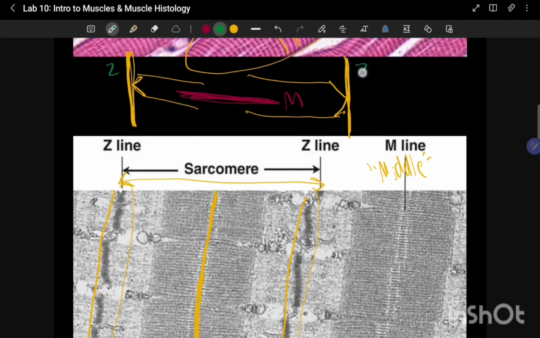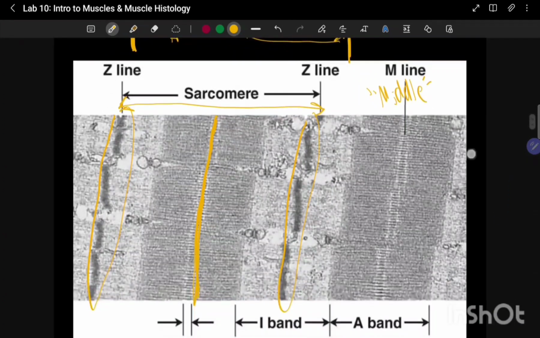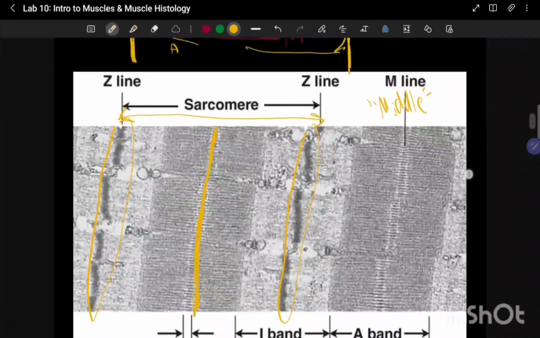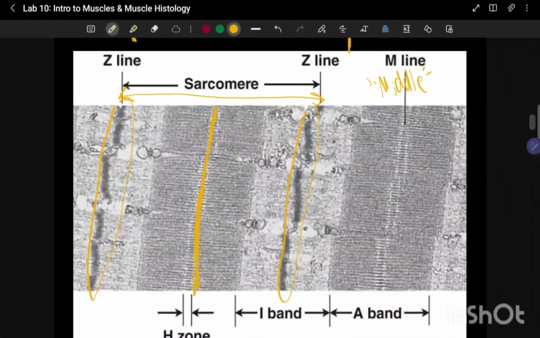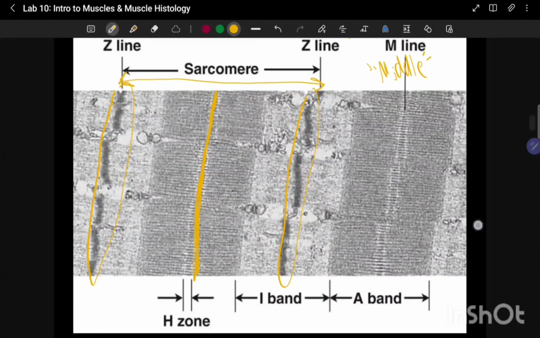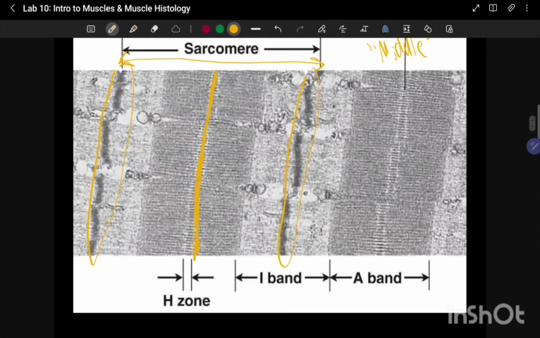So this is going to be a Z line and a Z line, and these are going to be our thin actin filaments. So I think I was getting ahead of myself there. To go back down to our image, we have our M line, Z lines forming the span of that sarcomere, and then these overlaps are caused by overlaps between actin and myosin.